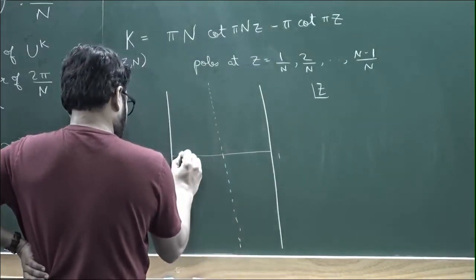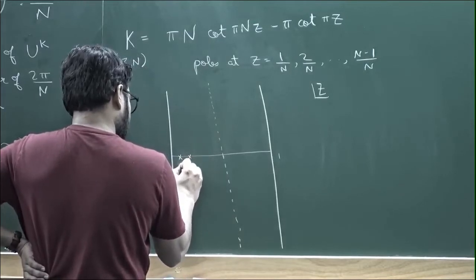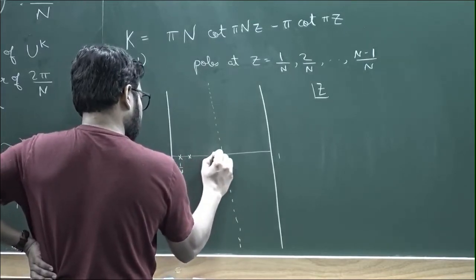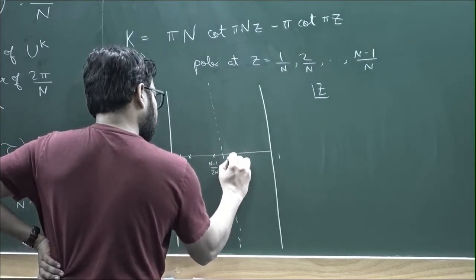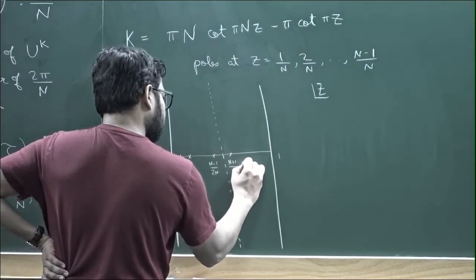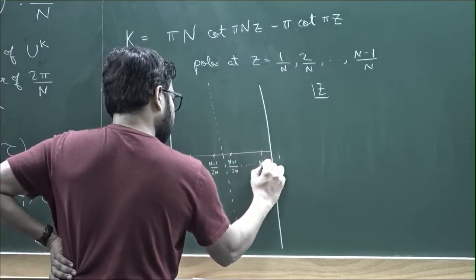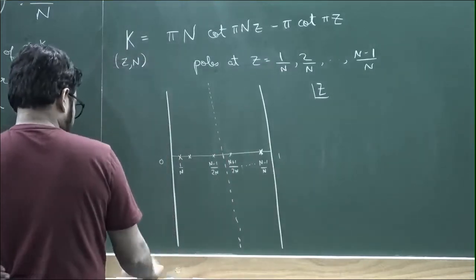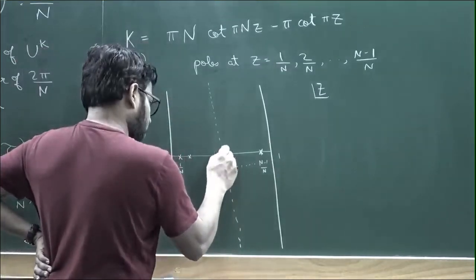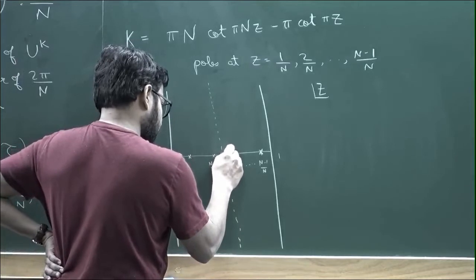Okay. So k has poles here, right? 1 over n, n minus 1 over 2n, n plus 1 over 2n, n minus 1 over n. So these are the poles of k, right? The poles of j are a double pole at half, so there is a double pole here.